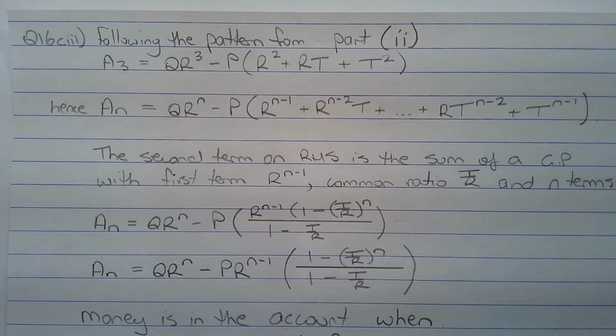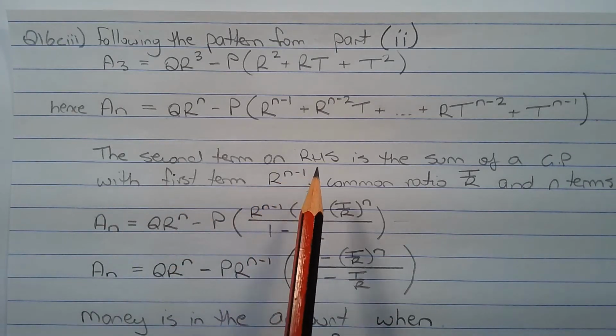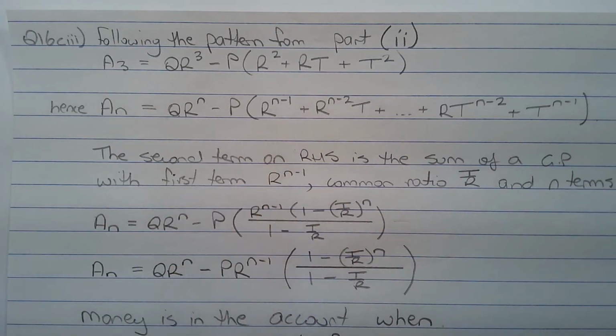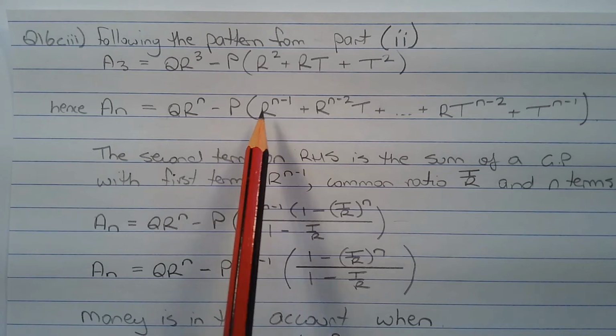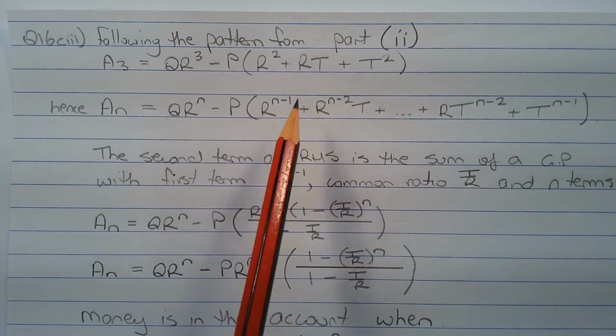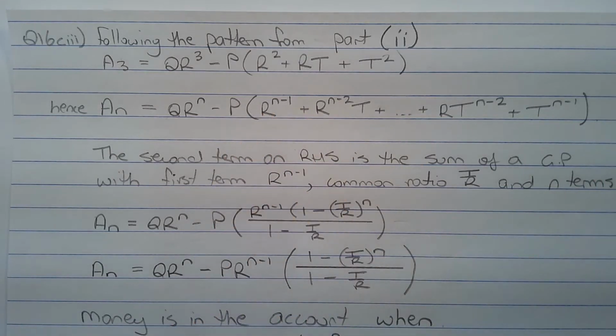Now the second term on the right hand side is the sum of a geometric progression with first term R to the power of n minus 1, common ratio T over R, and n terms. So to go from one term to the next in this geometric progression, if we multiply by T and divide by R, we get to the next term along.